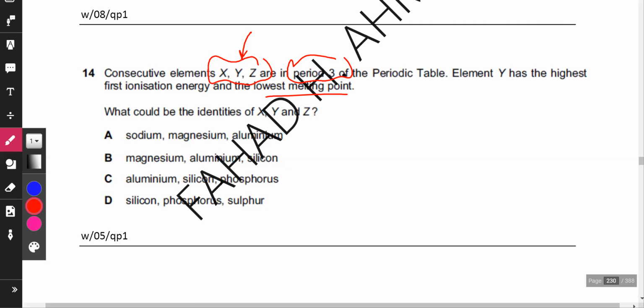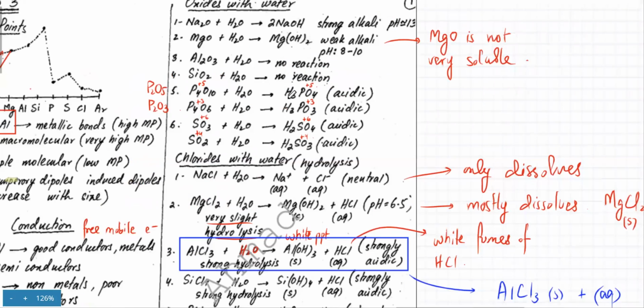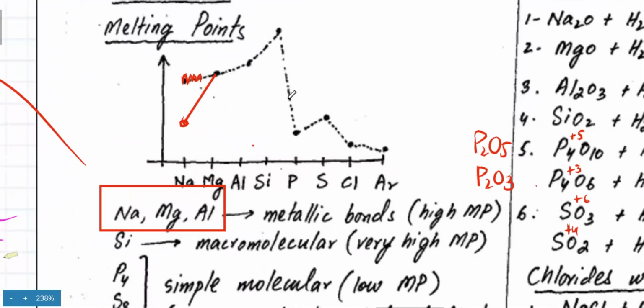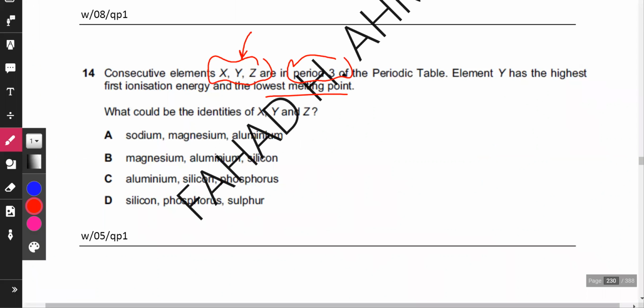So let's have a look at the graph. What could be the middle one? If you look at the graph, the only possibility is phosphorus, because of three consecutive elements, the middle one has the lowest melting point. It can't be Na, Mg, Al because the middle one doesn't have the lowest melting point. So the three elements would be silicon, phosphorus, and sulfur, and the middle one has the lowest melting point.